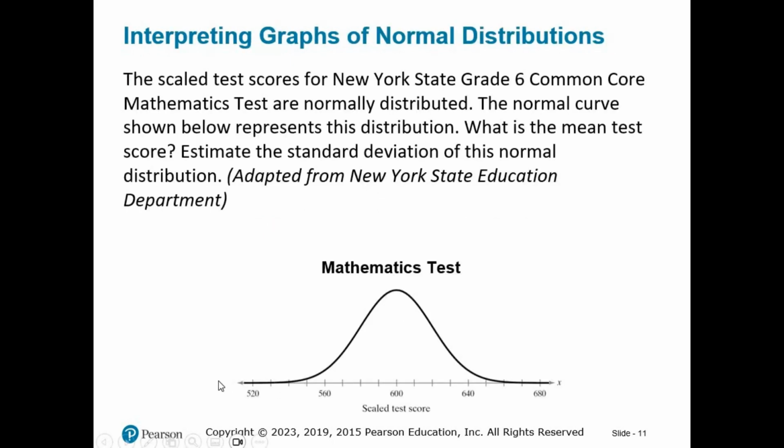Here's a different kind of example. The scaled test scores for New York State Grade 6 Common Core Mathematics test are normally distributed. The normal curve shown below represents this distribution. What is the mean test score? Estimate the standard deviation of this normal distribution. Okay, so they're wanting us to find the mean and the approximate standard deviation.